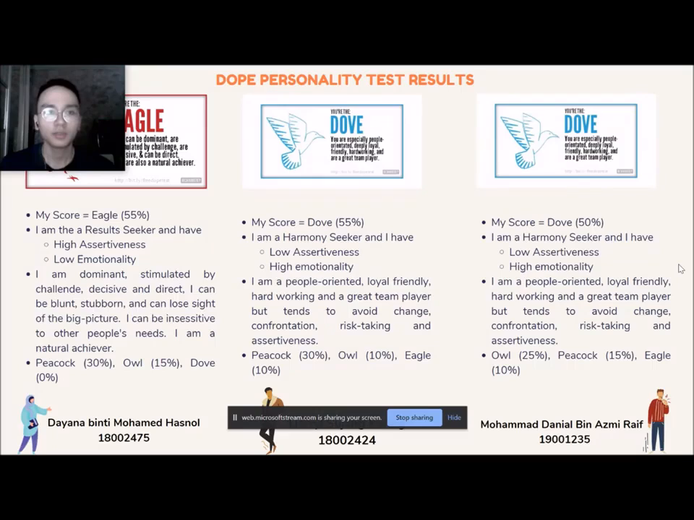Alright, so for my DOPE personality test results, I am a Dove. A Dove is a harmony seeker, and I have low assertiveness and high emotionality, and I'm people-oriented, loyal, friendly, hardworking, and a great team player, but tend to avoid change, confrontation, and I do avoid risk-taking and assertiveness. And for the other percentages of the personality test, Peacock I have 30%, Owl 10%, and Eagle 10%. And I'll pass it back to Daniel to talk about his personality.